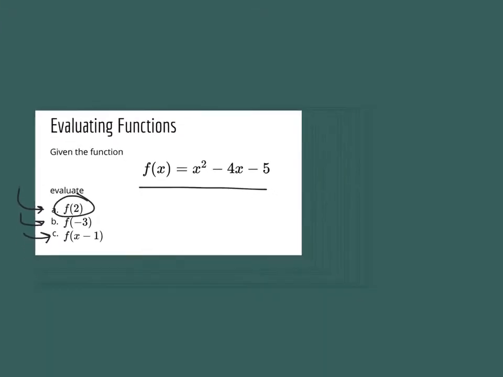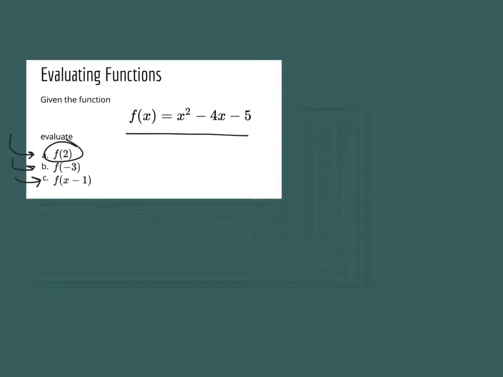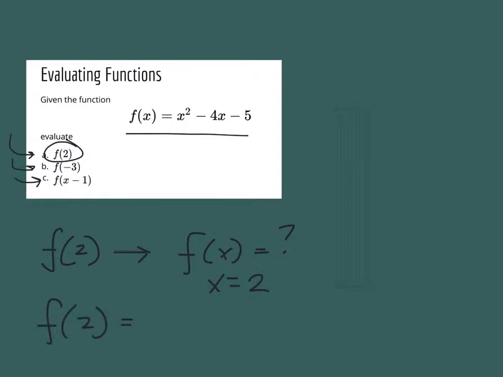So what is the meaning of f of 2? f of 2 means you have to find the value of f of x. So what is f of x? When x is equal to 2. So that means f of 2 is basically 2 squared minus 4 times 2 minus 5, and that is simply by substituting x by 2.